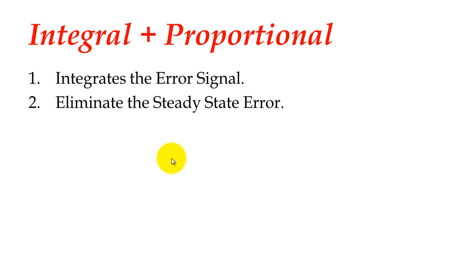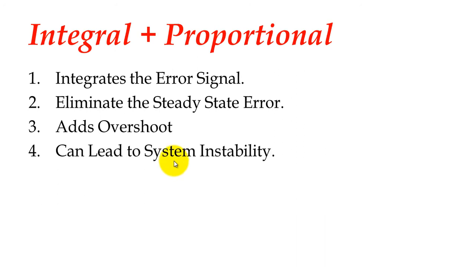Integral plus proportional controller. The integral controller integrates the error signal over time. It manages to eliminate the steady state error, but unfortunately it adds overshoot, and in some systems it can lead to system instability.